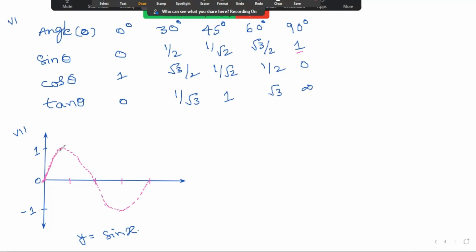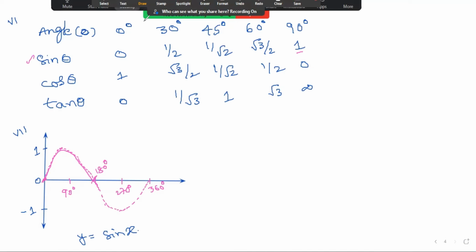Then it reaches maximum value and comes to minimum value, so we have to draw the curve a little small. This is 90 degrees, this is 180 degrees, then this is 270 degrees and 360 degrees. So it is very simple to identify: if the curve is starting from the origin, then that is a sine.